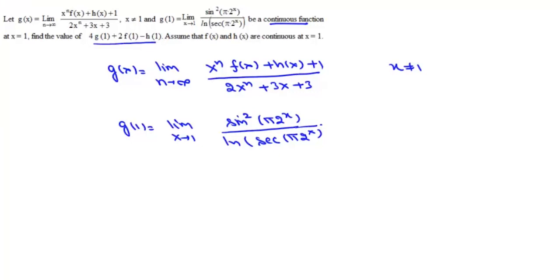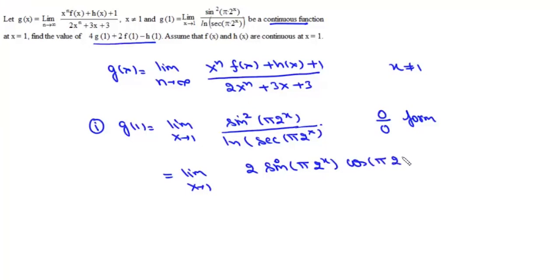Now what we'll do is, we'll first solve this limit, which is g(1). If we put x as 1, this is sin 2π, and sin 2π is 0, and here it will be sec 2π, which is 1, and log 1 is 0. So this is 0 upon 0 form, and if it is 0 upon 0 form, we'll use L'Hopital's rule. So it will be the limit as x tends to 1, and we can write this as 2 sin(π·2ˣ) cos(π·2ˣ) times π·2ˣ log 2.